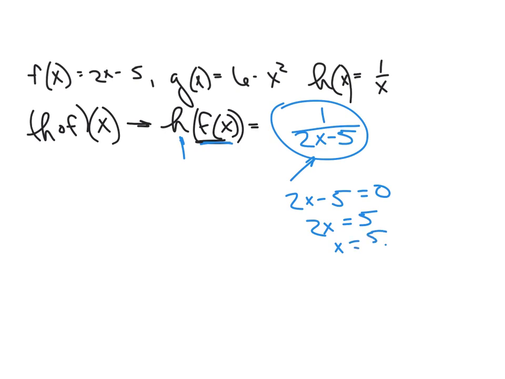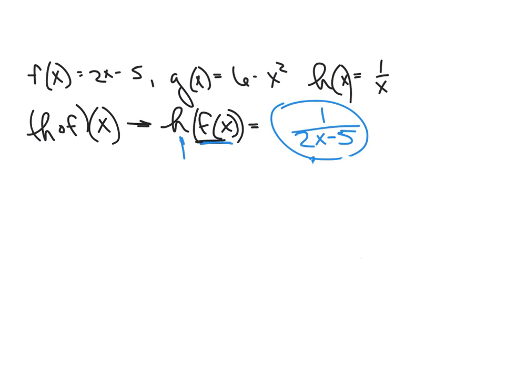So 5 halves. So x can be any number in the whole universe except 5 halves. So when they ask you for the domain, that's what you're going to say: all real numbers except 5 halves. All right, so let's keep going here.